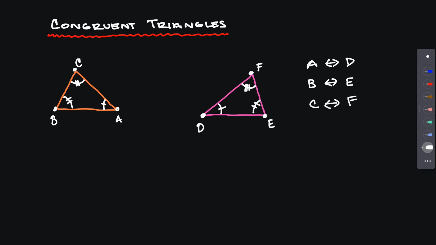Also, since it needs to fit perfectly, not just the angles, also the sides, right? So this side should fit with this side. This side should fit with this side, and this side should fit with this side right here. If this happens, then we say that the triangles are congruent.